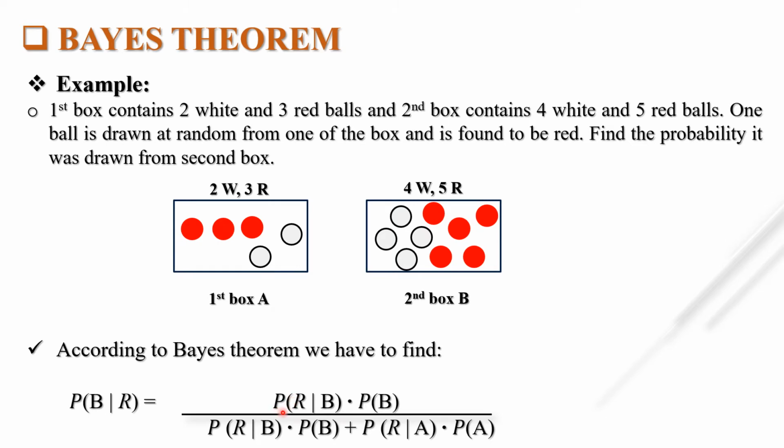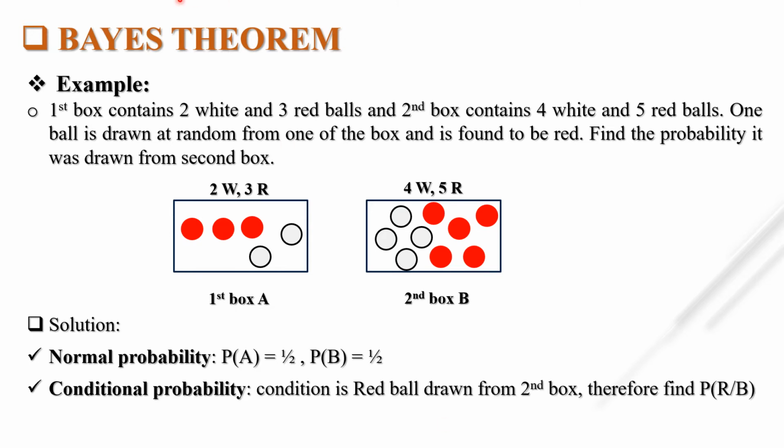Now we have to find P of R given B times P of B, that is the probability of a red ball with respect to box B times the probability of box B, plus the probability of a red ball with respect to A times the probability of A. Why do we consider A also? Because it is mentioned that one ball is drawn from one of the boxes and is found to be red. Find the probability that it was drawn from the second box. That's why we have to consider box A also, and then we can say this is the probability that the red ball is drawn from the second box. So what's the solution?